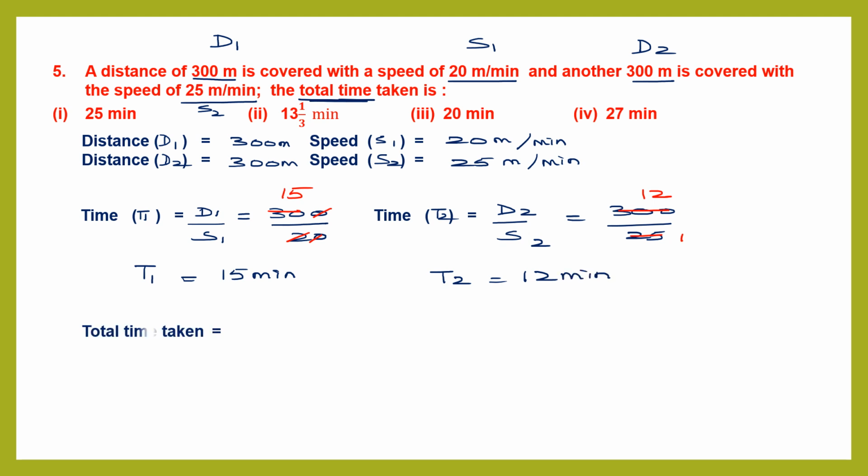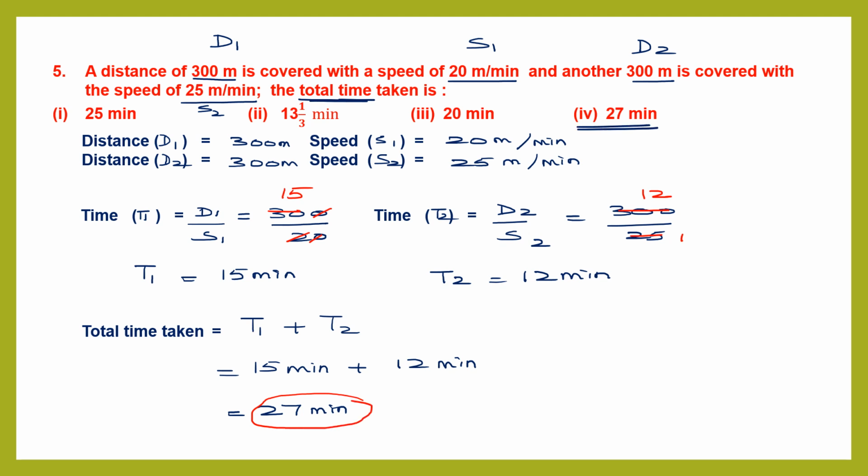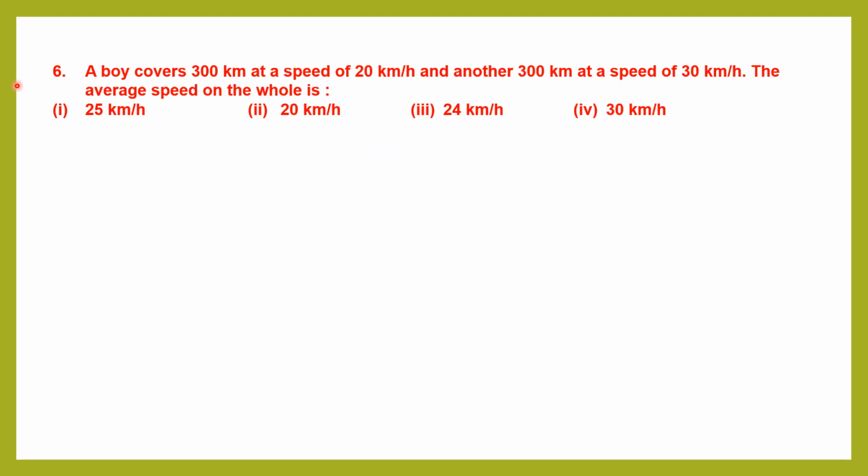Now we can find the total time taken. Total time taken will be time 1 plus time 2. So here we have 15 minutes plus time 2, which is 12 minutes. So 15 plus 12 is 27. 27 minutes is our answer. And according to the options, that will be option 4. Option 4, 27 minutes.